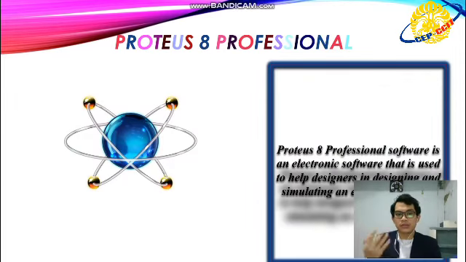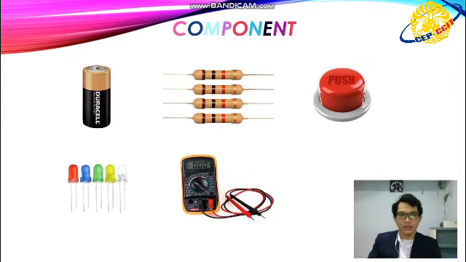So this is about the Proteus 8 Professional application. Proteus 8 Professional is electronic software that is used to help designers with designing and simulation. For example, Proteus 8 Professional helps designers to create simulations of electricity. Okay, the next is the components of my project. The first is battery, resistor, button, LED, and voltmeter or ammeter.